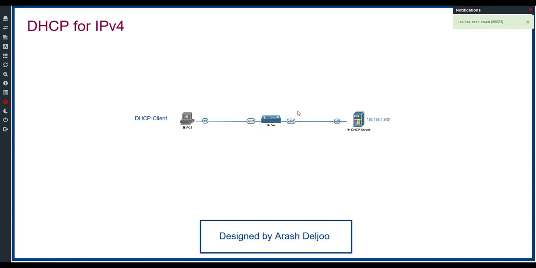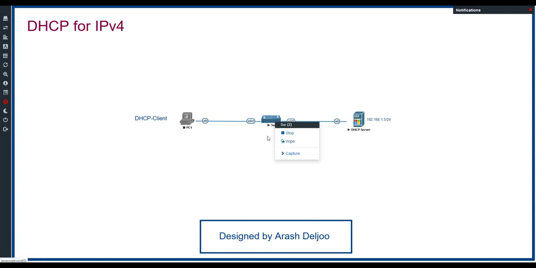This is our scenario. In this scenario, we have a DHCP server. I have configured this DHCP server before. The IP address of the DHCP server is 192.168.1.5, and I have configured one DHCP pool in this DHCP server. I'm going to capture the link between the switch and the DHCP server, and after that I will enable and turn on PC1. We can see the process.